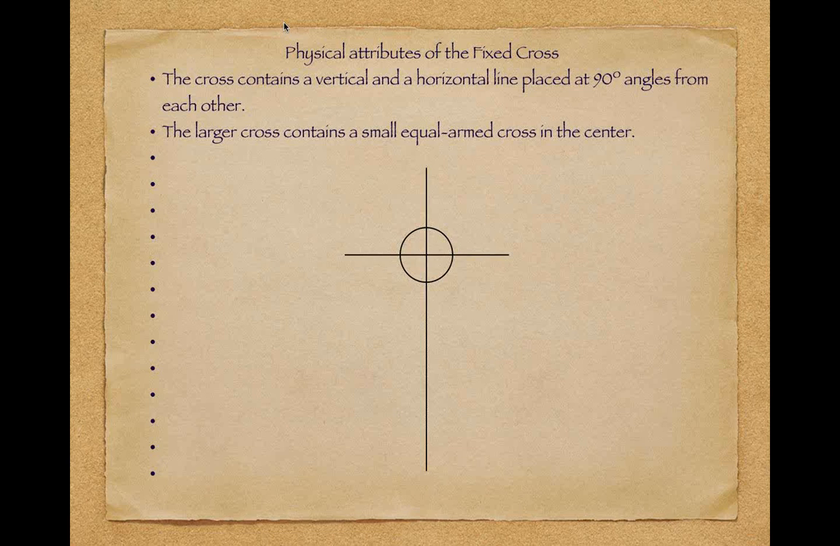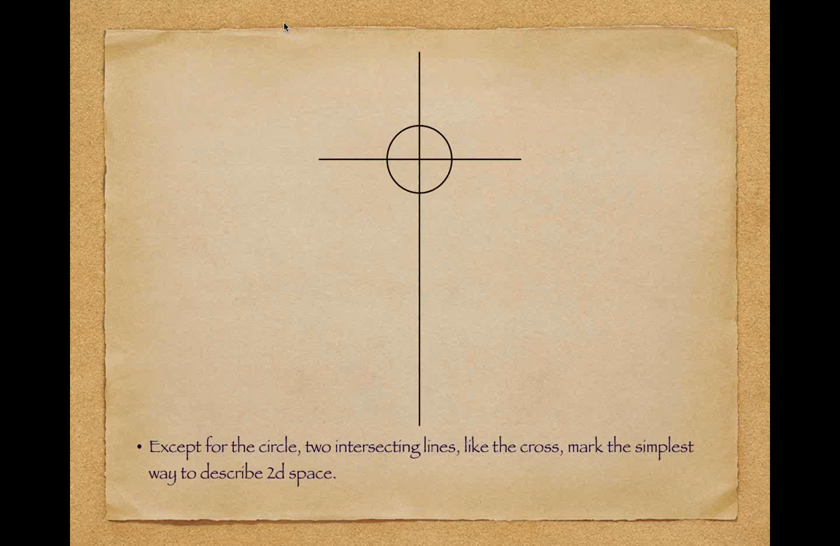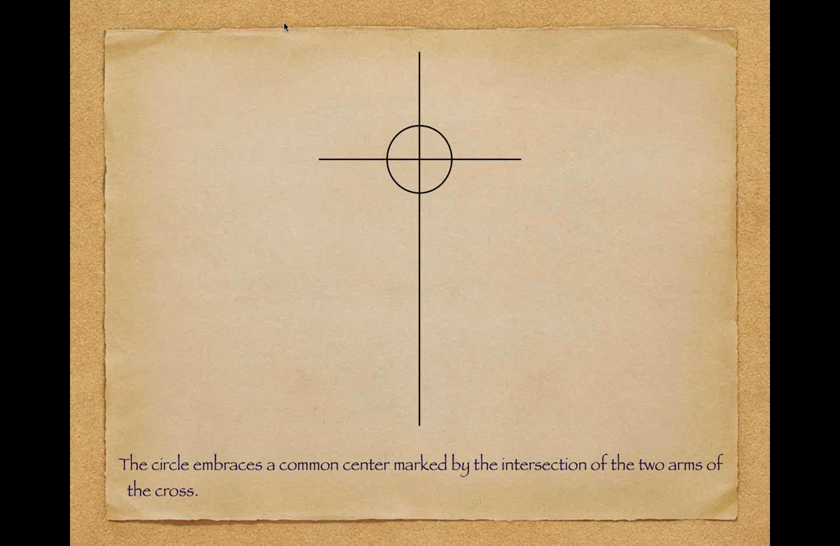Okay, here's some other ideas that I had, having quite a bit longer to contemplate it than you have. Except for the circle, 2 intersecting lines, like the cross, mark the simplest way to describe 2-dimensional space. Of course, that gets back to the question we had about the 1 dimension versus 2. The circle embraces a common center marked by the intersection of the 2 arms of the cross. That's the point that Scott brought up.